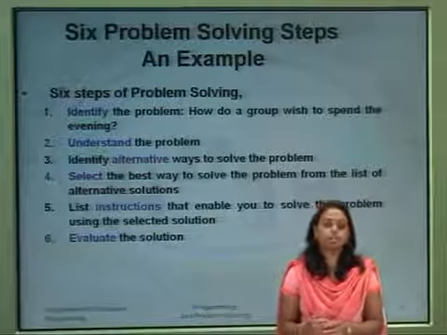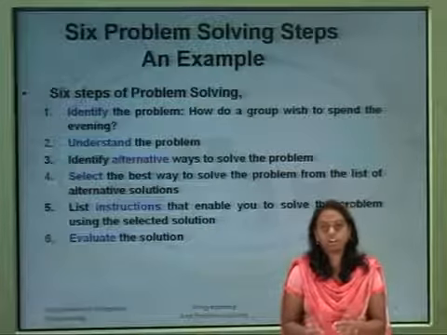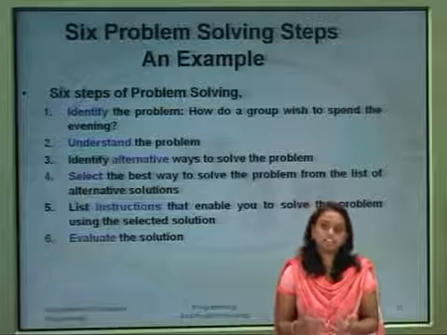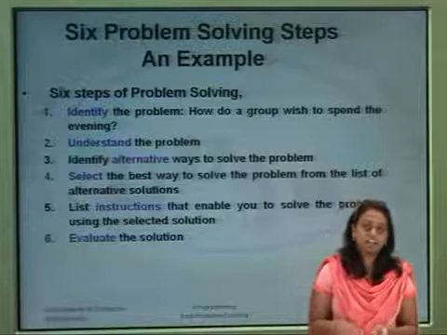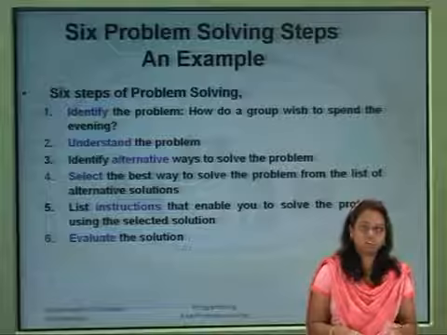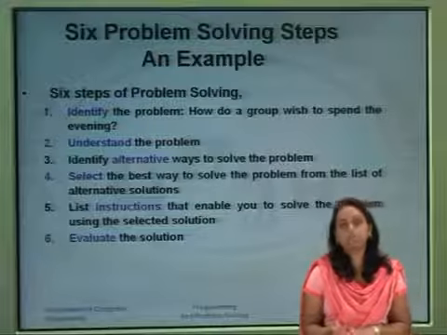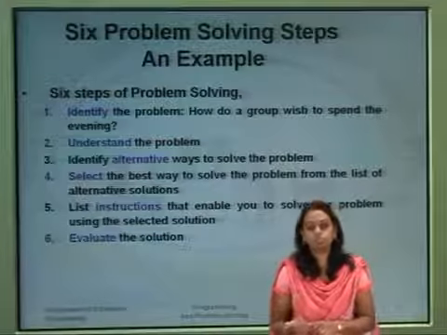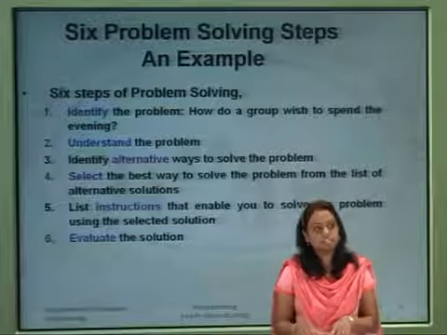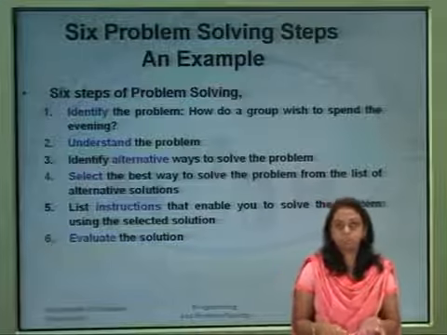Now, understanding the problem here means what? Suppose you are going to list down the alternatives like playing cards or playing chess. Then you should understand whether all the people involved in that group will be able to play chess or will know the game which is to be played. Here you need to understand the knowledge base of the whole group.